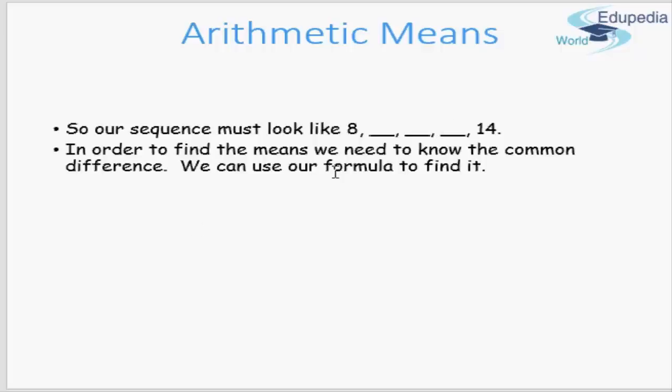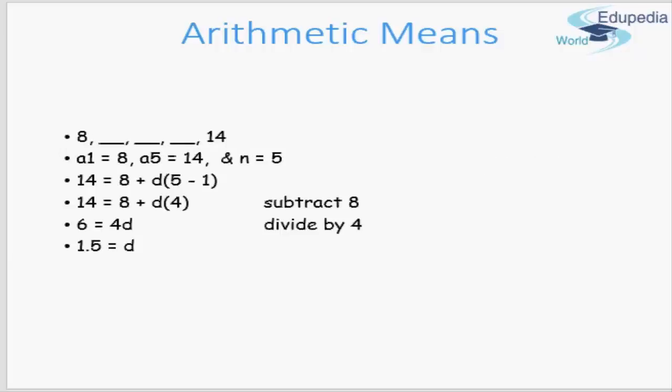In order to find out what the means are, we need to know the common difference. We can use our formula to find that out, of course, like we already studied it, right? We know that the first term is going to be 8, and we know that the last term is going to be 14, and the last term just happens to be the 5th term in the series. How do we know that? We can see it; we have visualized this. Through this we can see that the last term is 14, n would be 5, and the first term is going to be 8. So once we have written this down, 14 is equal to 8 plus d times (5 minus 1).